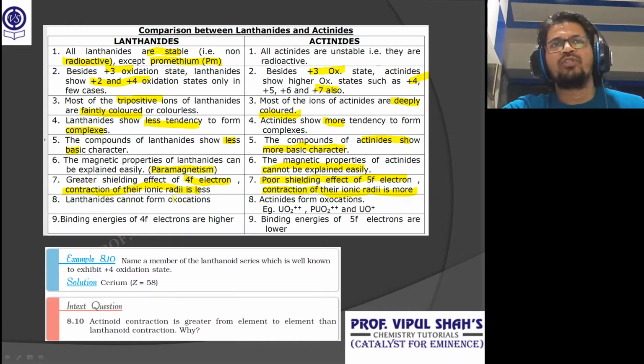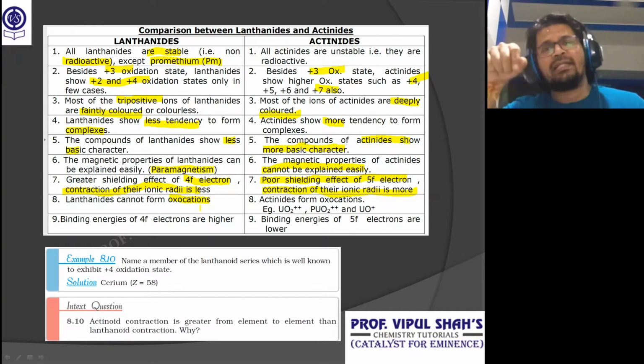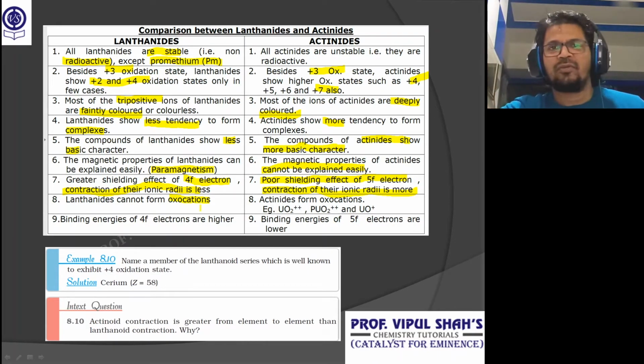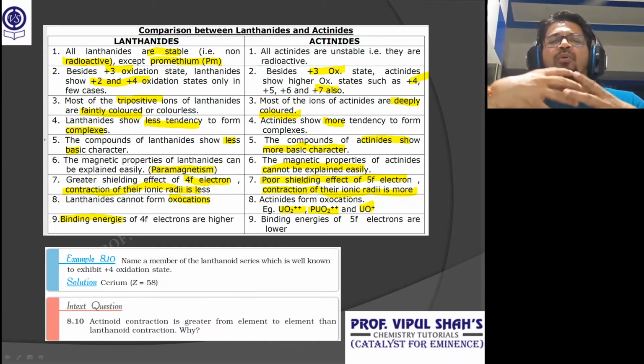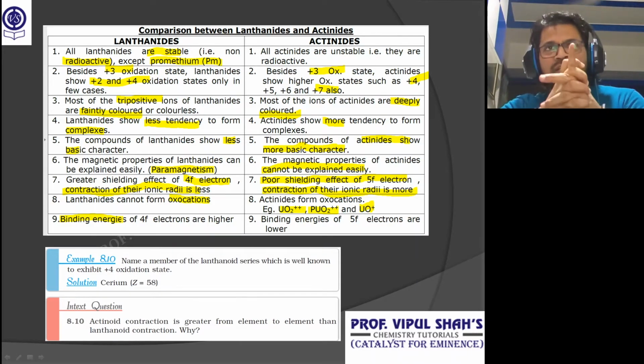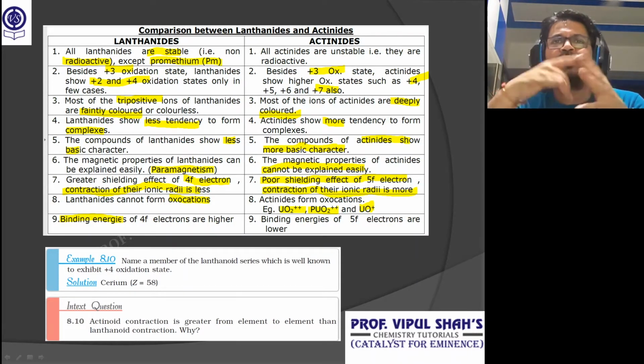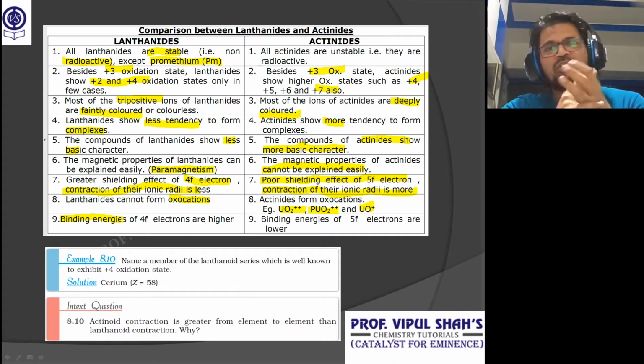Lanthanoids cannot form oxocations. I've told you what oxocations are. We discussed this in D block. Oxocations are cations with oxygen in their respective oxidation states. So look at UO2 2+, uranyl dipositive cation, or PuO2 2+, that's with plutonium. So with oxygen, these elements form their oxidation states. The binding energies are higher. What is binding energy, people? Binding energy is the energy by which the protons and neutrons are held inside the nucleus. So for 4f the binding energy is more, for 5f it is weaker because of the poor shielding.